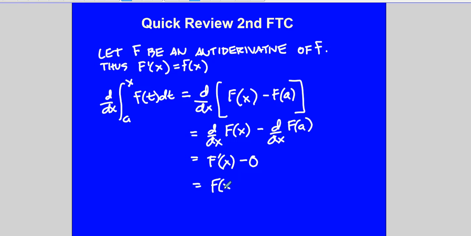This is our result. So the second fundamental theorem of calculus, this is the form that the AP Calculus curriculum uses. There are more elaborate forms, but this is what you need to have memorized for the AP test. This will show up a lot on the AP exam. So this is just going to be little f of x.